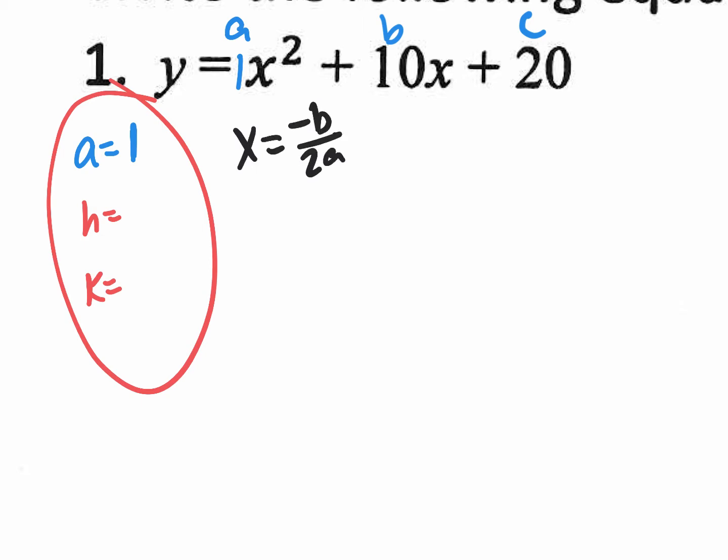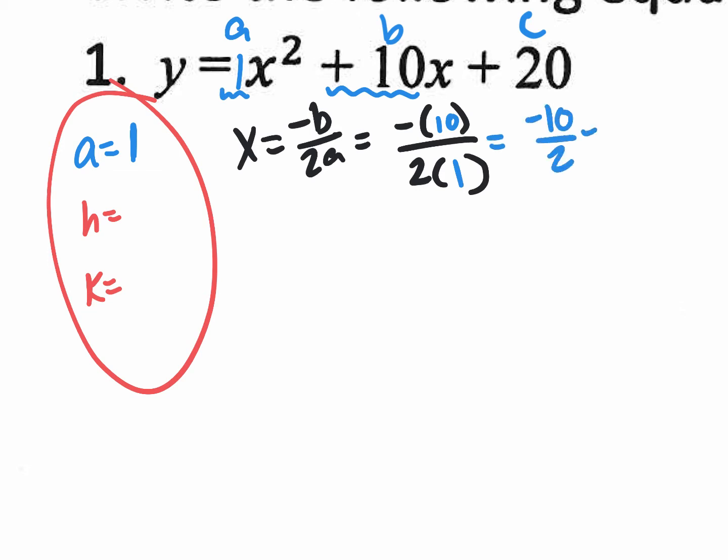And of course, whenever you use a formula, or plug in values, I recommend plugging them in with parentheses. So we could clearly see that the b value is 10 and the a value is 1. So what we end up with is negative 10 over 2, which is negative 5. So what did I just find here? I found the vertex x value, which is negative 5. Okay? So I still need the y value.